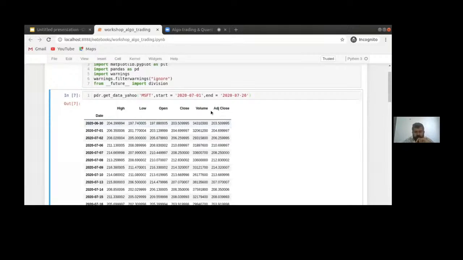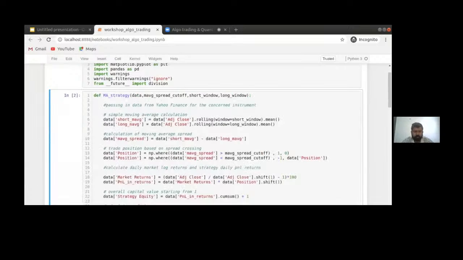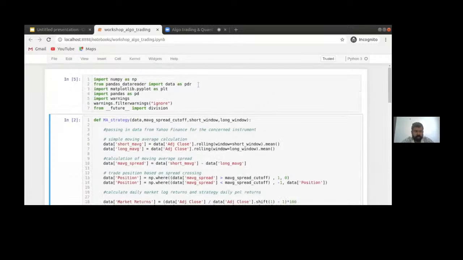So I have used this column, adjusted close, for my strategy. Okay, so now we'll go back to the libraries. Pandas data reader I've just shown. Then there is matplotlib. This library is basically for plotting purposes. Then comes the most important library in the world of data science, analytics, and quant finance, which is Pandas.